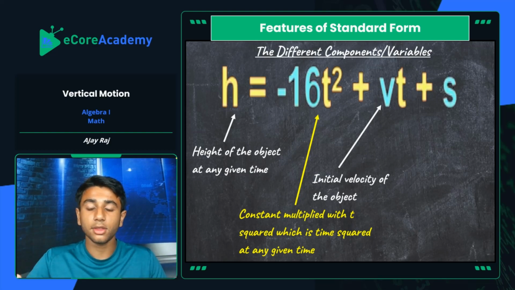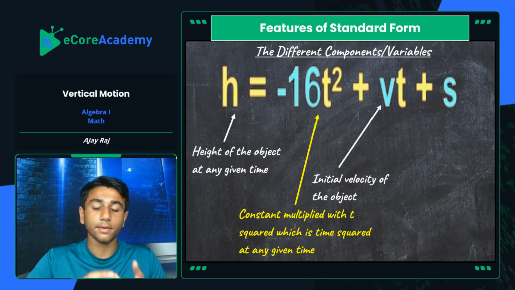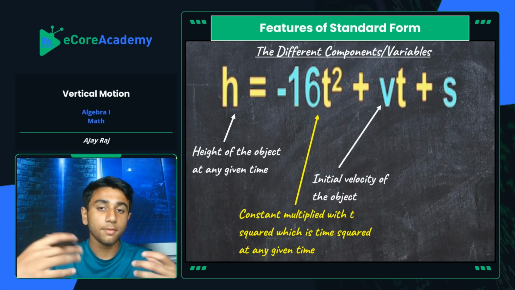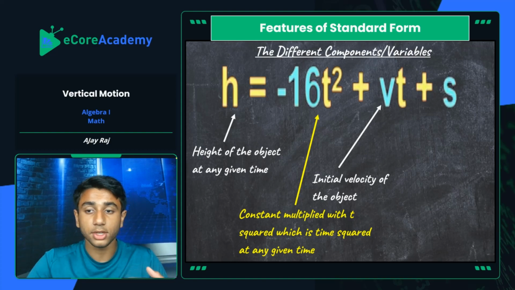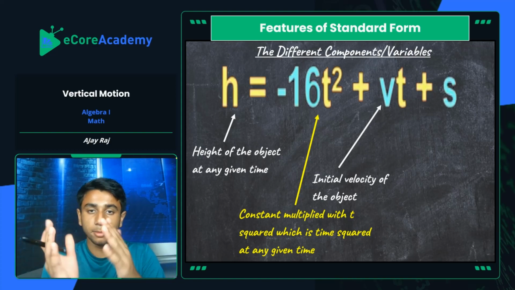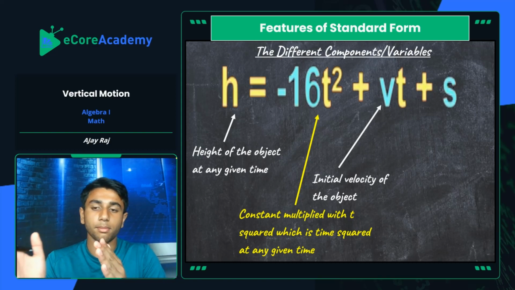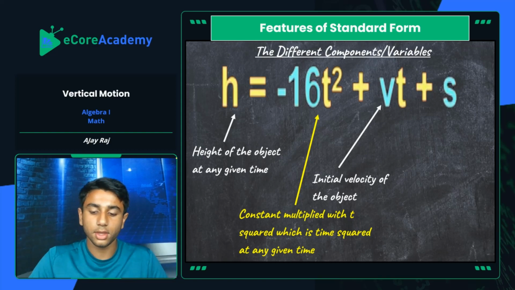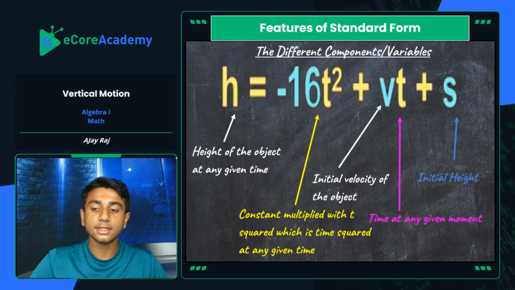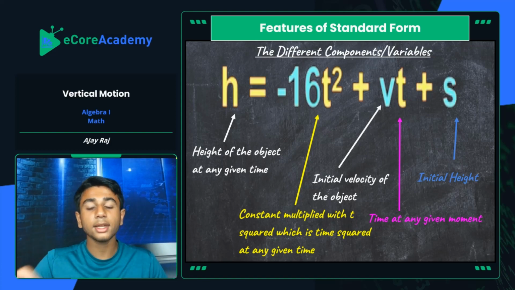And then v, on the other hand, is going to be the initial velocity of the object when it's being thrown. How much velocity does it have? Velocity is just speed with a given direction, and that's going to be a distance over a period of time, like meters per second, meters per minute, and so on and so forth. And then t is just merely time at any given moment, just like our t squared. And then s is the initial height that it's being thrown at. It's being added as a separate constant.